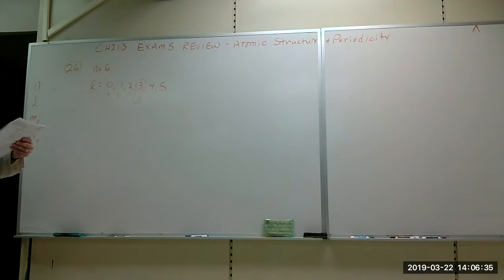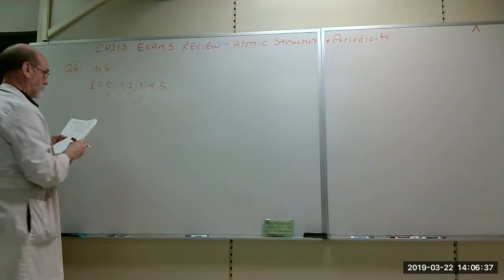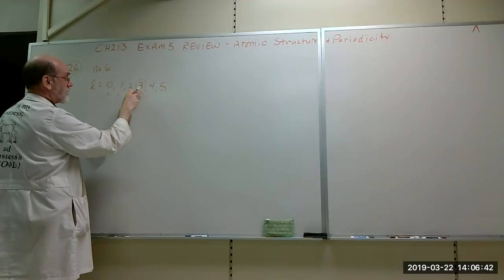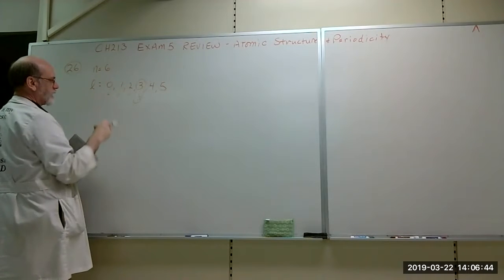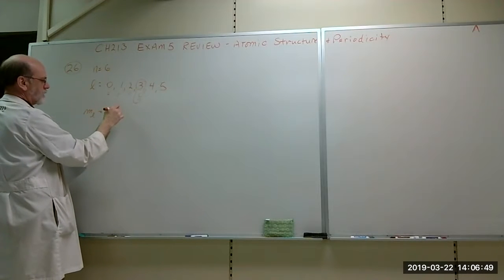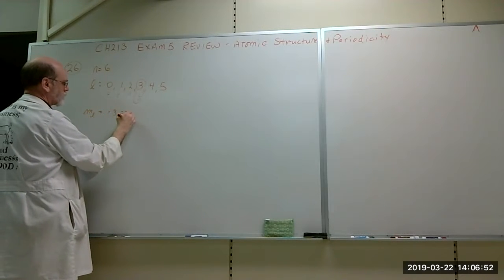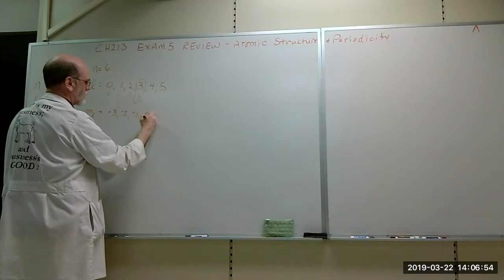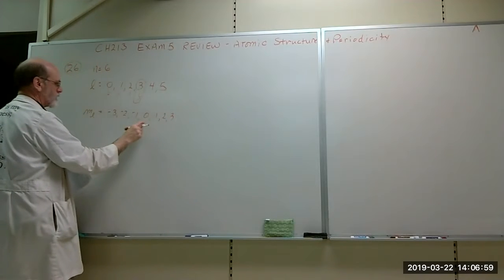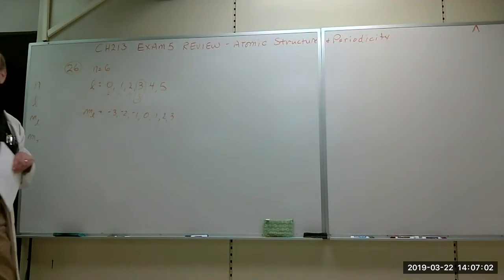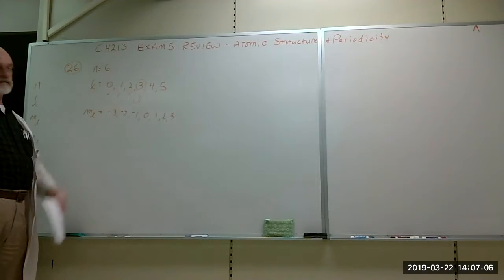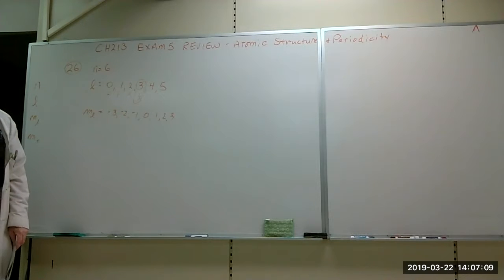So how many f orbitals have n equals 6? Well, you have one f orbital type at n equals 6. So m sub L, we take this one, and it would be -3, -2, -1, 0, 1, 2, 3. That's 1, 2, 3, 4, 5, 6, 7. You can have 7 f orbitals for n equals 6. Okay?